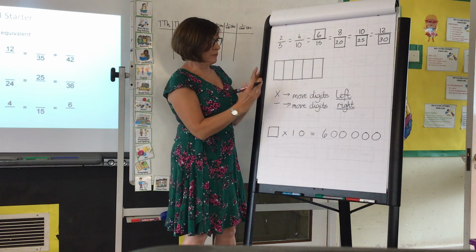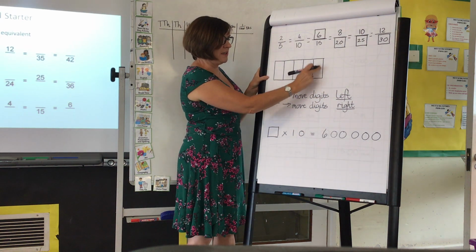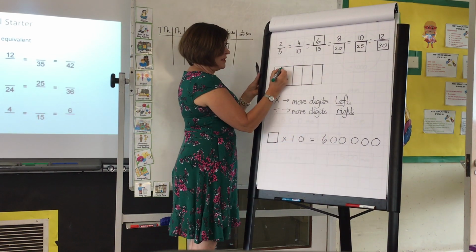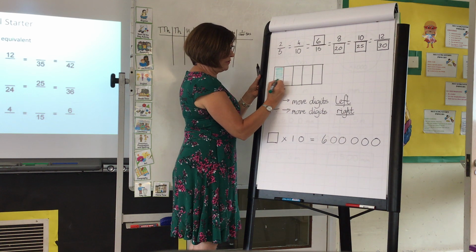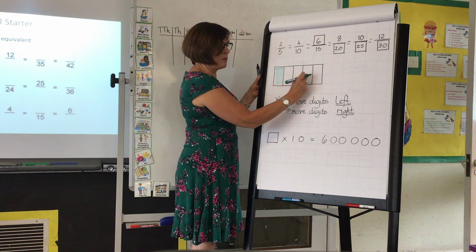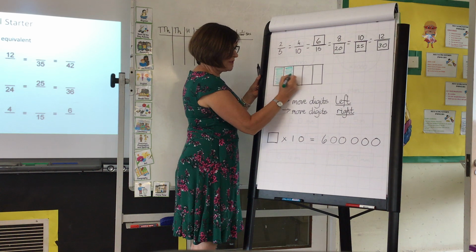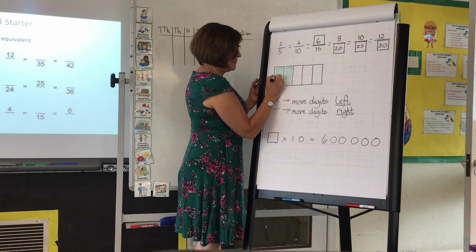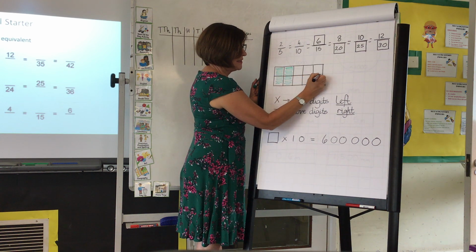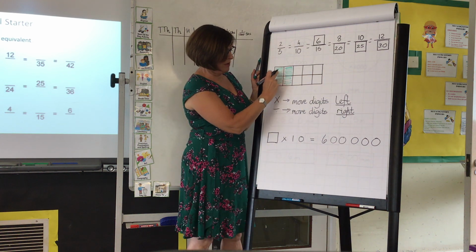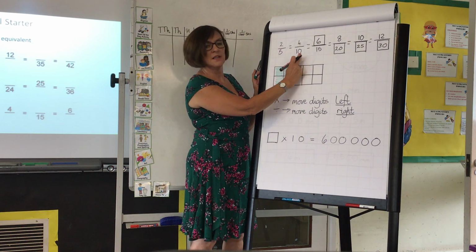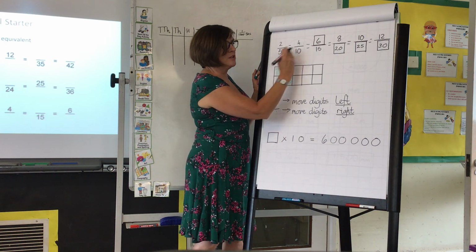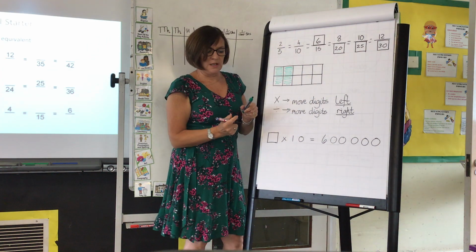Just in case you don't believe me, I've drawn fifths here. So if I shade in 2 fifths, just to demonstrate, we've got fifths because it's 5 equal parts, 2 fifths, and then if I was to take those 2 fifths and split them into tenths, can you see that 1, 2, 3, 4 tenths is exactly the same as 2 fifths. And if I continue to do that, these would all be equivalent.